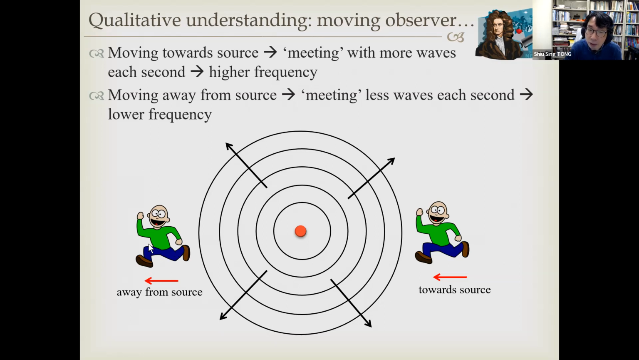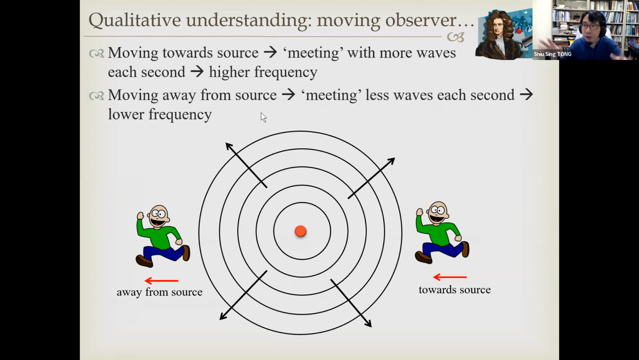And if the person is now moving away from the sound source, the sound wavefront will be chasing him. So he will be colliding less frequently with the wavefront, so he will be hearing a sound with a lower pitch or lower frequency. So again, if the person is moving towards it, he hears high frequency. If he's moving away from it, he hears a low frequency.